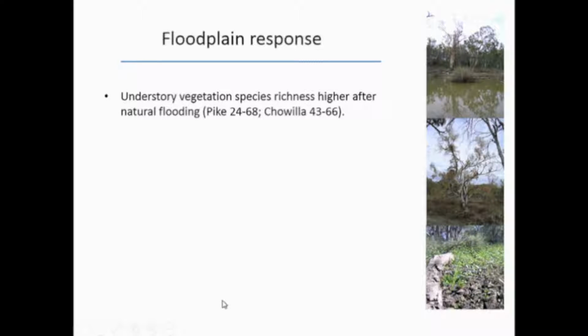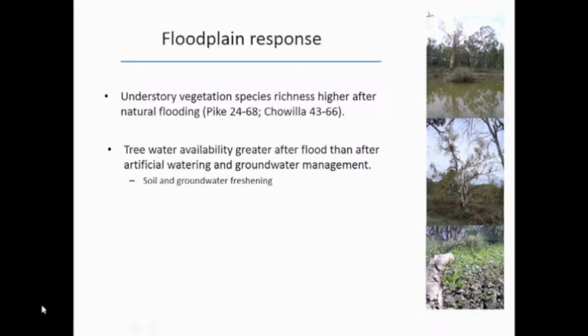Now, a smaller study about floodplain response also shows that understory vegetation had increased species richness, both in the Chowilla and Pike floodplains. Tree water availability was significantly greater after the natural flooding compared to some previous data after an artificial watering event and groundwater management. So this is reflected in soil and groundwater refreshing.